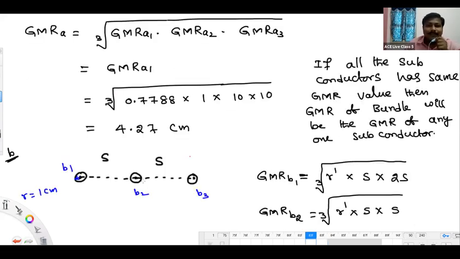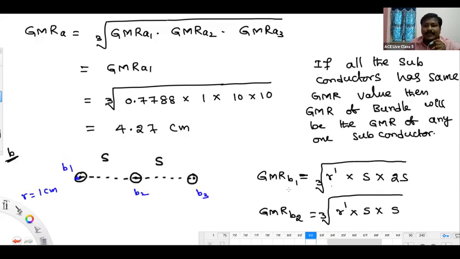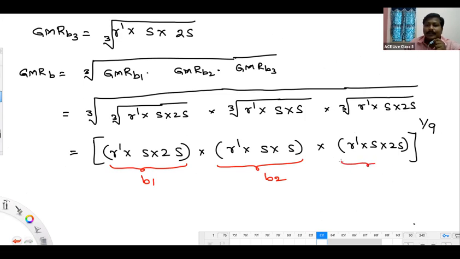What are the distances of the B2 conductor? R dash, B2 to B1, yes, we have. B2 to B3, yes. So R dash into S into S we have. These are the distances of the B2 conductor. Next, for B3: R dash into S into 2S. These are the distances of the B3 conductor.